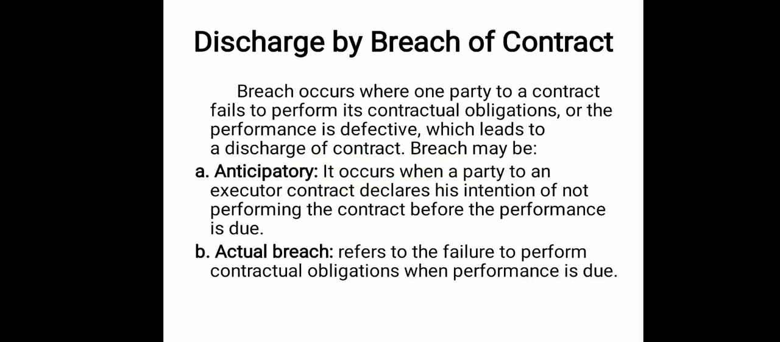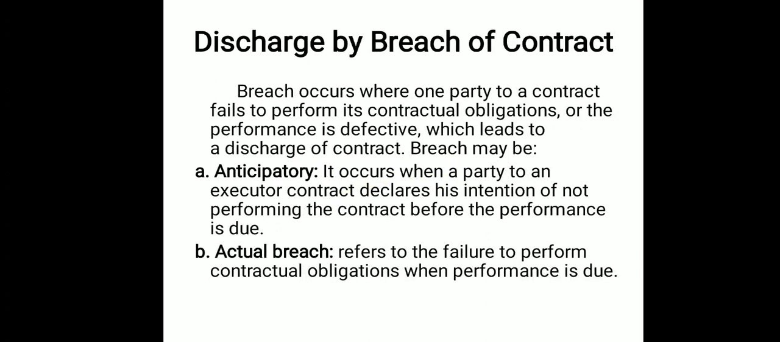That is a different one. So here, where the promisor fails to perform the contract as per the terms of the contract, it is known as breach of contract. And here also we have two types. One is anticipatory. Anticipatory is when a party to an executory contract declares his intention of not performing the contract before the performance is due.